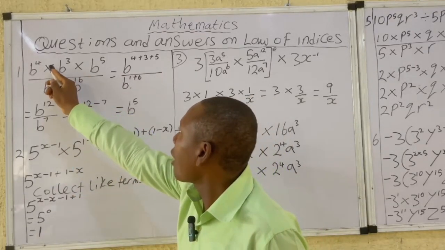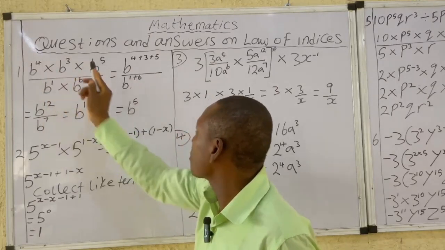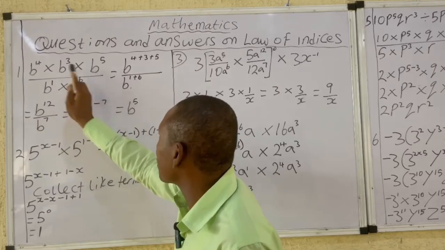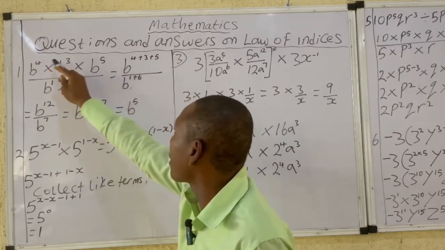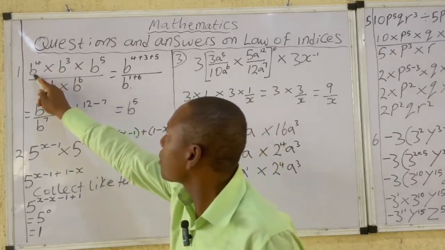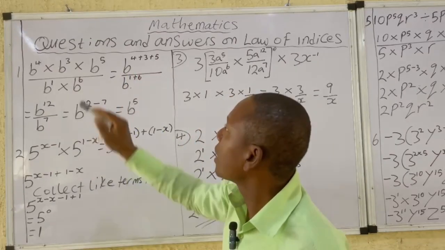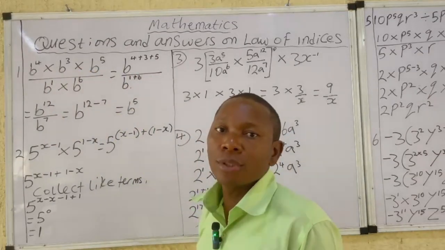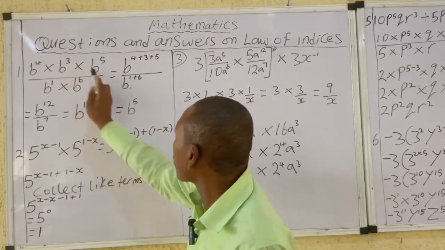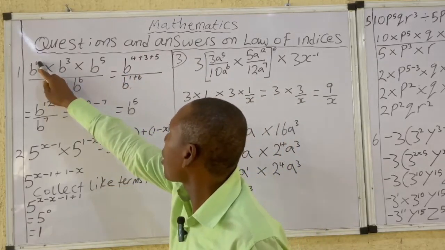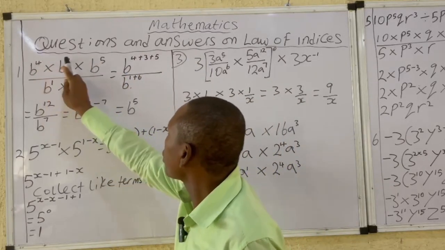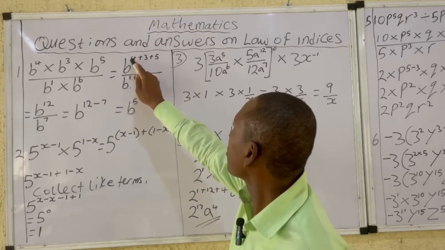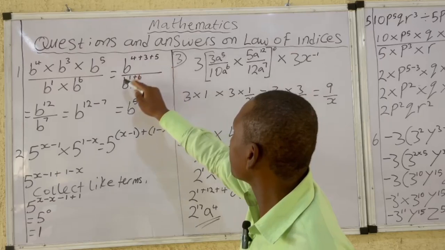As usual, once you have a multiplication sign, what do you do? You pick one of the bases. Remember, this is the base, and these are the indices or the powers. Since the bases are the same, you just pick one. Since it's multiplication in the numerator, you add the powers. So I'll pick one of these bases, then add the powers 4, 3, and 5. So we have b raised to the power of 4 plus 3 plus 5.